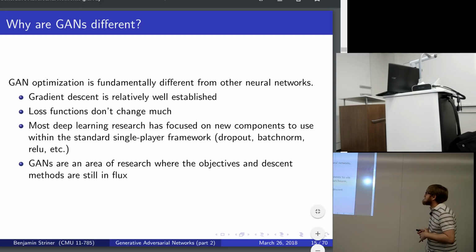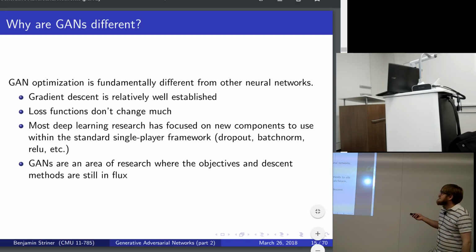GAN optimization is different because gradient descent is very standard. Everyone knows what gradient descent is. There are a couple optimizers. Yeah, some people do some research on optimizers, but in general, they do about the same thing with a couple tweaks here and there to momentum. Loss functions, yeah, there's categorical cross entropy, and then some people like to do a hinge loss type thing. There are 3 or 4 choices, some slight variations people will do. But a lot of the research in these feed-forward networks has just been on individual modules, dropout, batch norm, that kind of research.